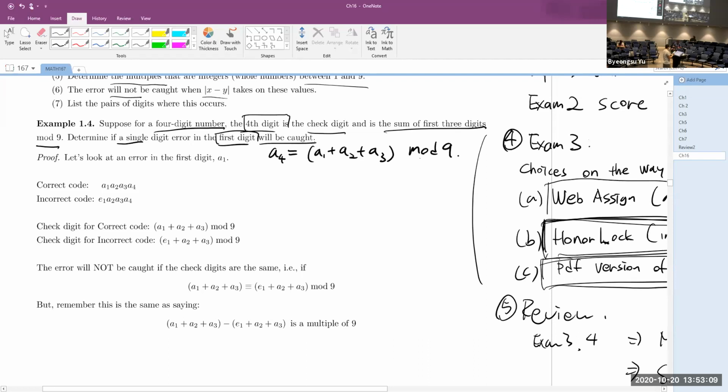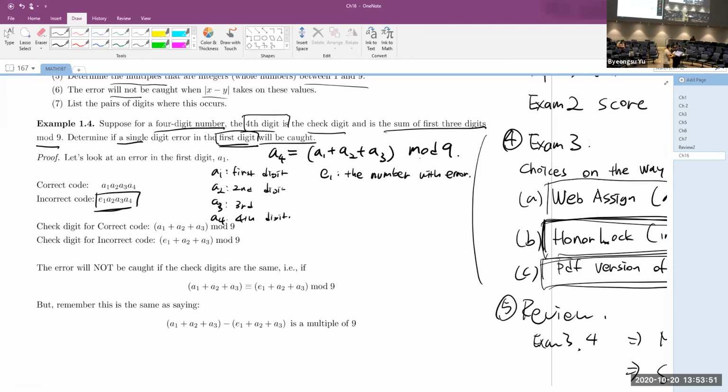And to deal with this, first of all, as usual, you can write down A1 as your first digit, A2 as the second digit, A3 as the third digit, and A4 as the fourth digit. Then just suppose that you have some error on the first digit. So just write down E1 as the number with the error, right?